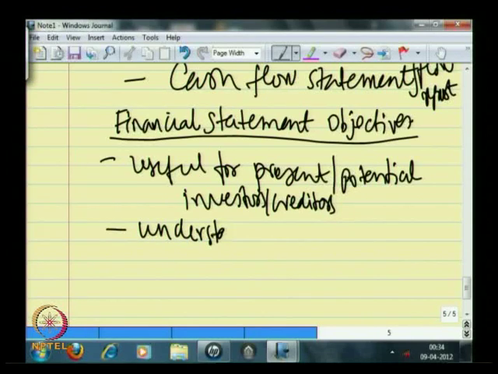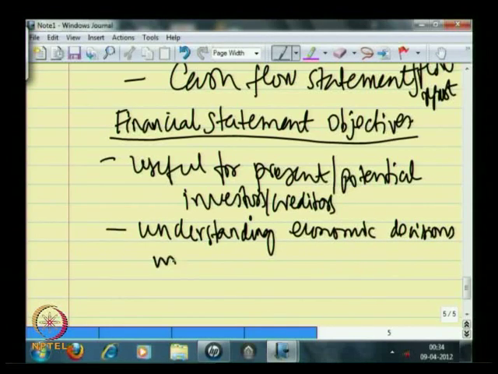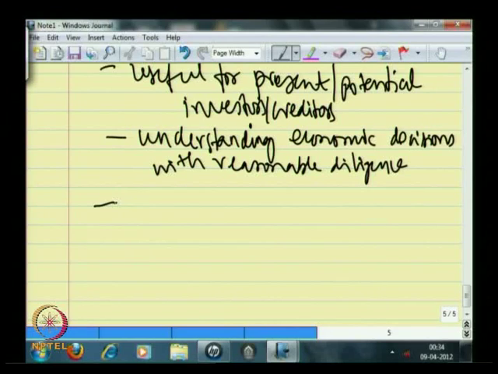And also, for the purpose of understanding economic decisions with reasonable diligence. So, if you try to understand the rationale, the thought process behind certain economic decision making, with a reasonable amount of diligence, you can look at the financial statements, and then as an investor or a creditor or as a manager also, you would say, yes, this decision was taken because we felt that at this profitability or at this capital structure or at this current asset management strategy, we would be able to achieve target X, target Y, target Z.